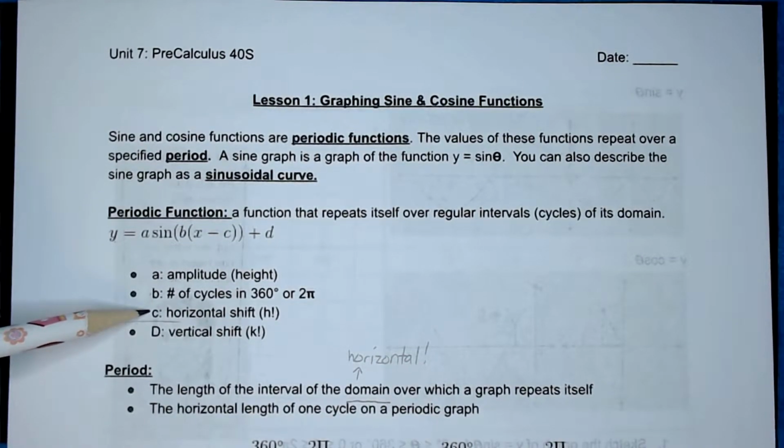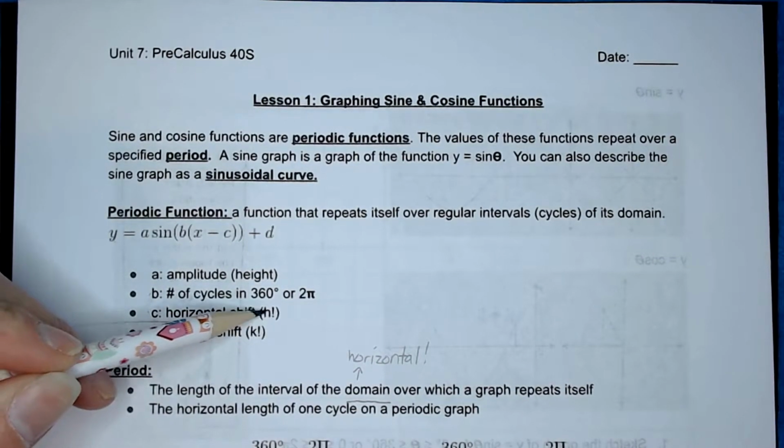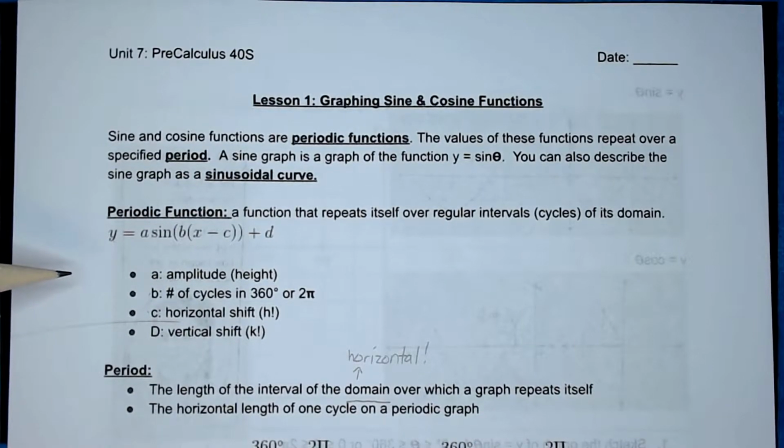C is our horizontal shift. That's equivalent to your h value if you remember that general transformation formula. And D is our vertical shift, or equivalent to k. So this should be really familiar to you. You've seen it already. You've mastered it. All that we're replacing now is a trigonometric function inside of it.